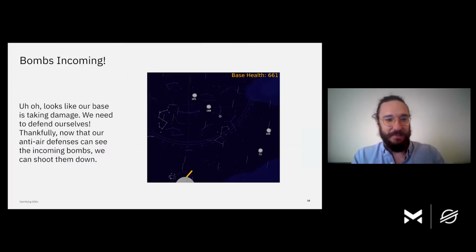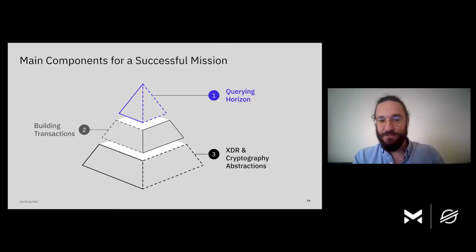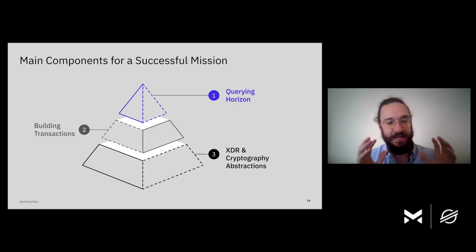So yeah, our base was taking damage, and we decoded the payment locations from the stream, and the mission was accomplished. Like I said, we went into some pretty deep debt, but things worked out anyway. So just to recap, these were the three elements of an SDK that we use. We combined them all together. We have the cryptography and XDR abstractions. We had building transactions, using those abstractions, signing them, making sure that the right accounts are there, sequence numbers are updated. All of that kind of happens transparently in the SDK, and you just have to use the abstractions.